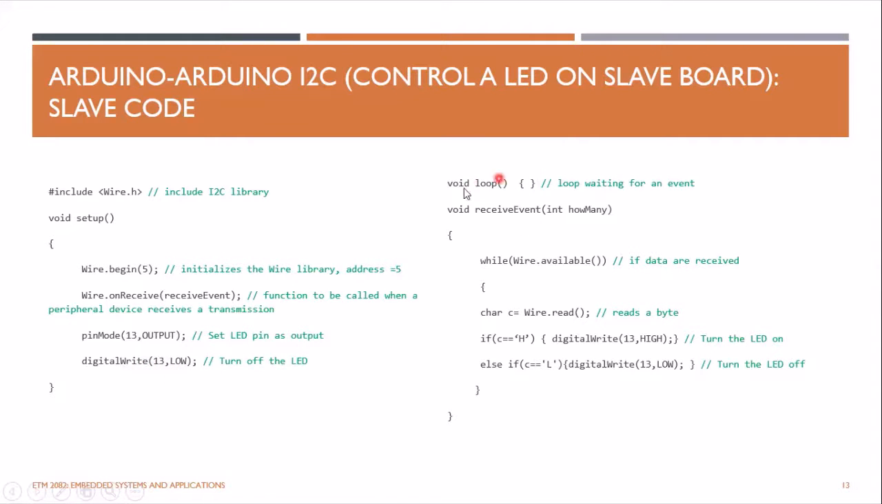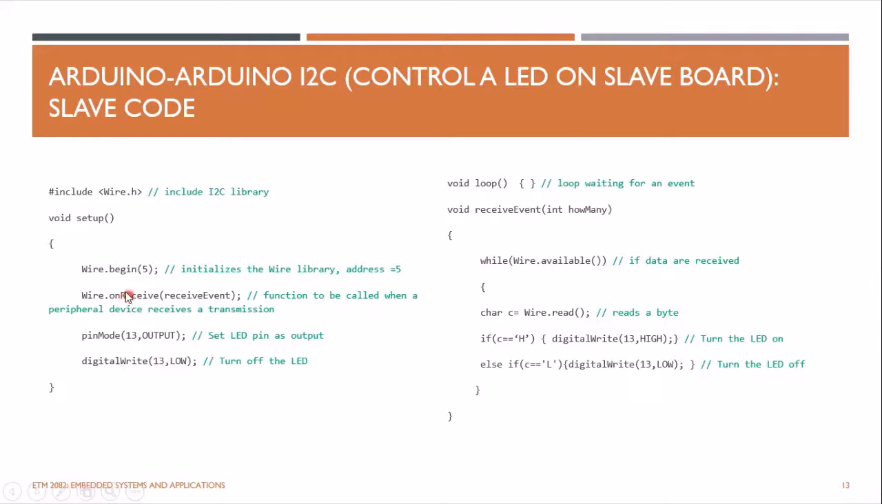Then it comes to the loop function. The loop function does not do anything, right? It is just an empty function, so it will loop in here without doing anything. And this event function is something like an interrupt, right? When it receives any data, it will call this function, execute this, and return back to the loop.